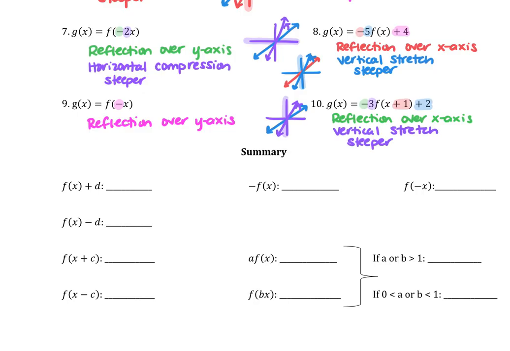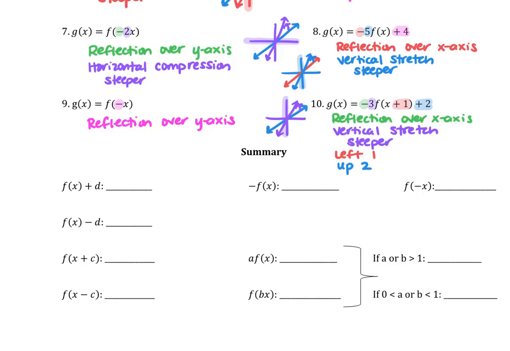The +1 is behind the X. So remember, anything behind the X is a shift up, down, left, right. Since it's inside parentheses, it's going to move opposite the direction we think, and this is going to be moving left 1. And then last one, the +2 in the very back, is shifting up or down. Since it's a +2, I'm moving up 2.